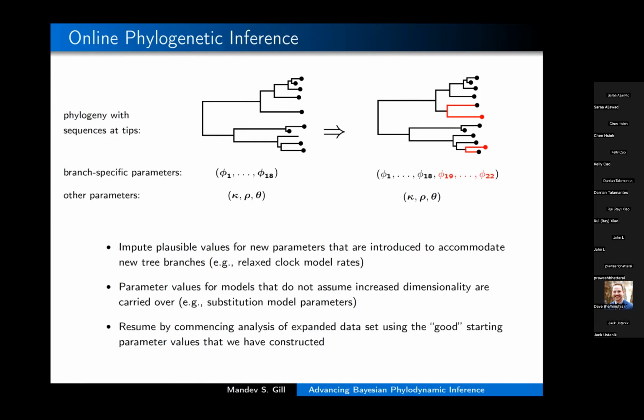The next step is to impute plausible values for new parameters that are introduced to accommodate the new tree branches, for example, relaxed clock model rates. For parts of the model that don't assume increased dimensionality, the old parameter values are simply carried over. All right, so now we've finished constructing what we hope is a good starting parameter value, and the last step is to resume by starting an analysis of the expanded data set from this good starting value.